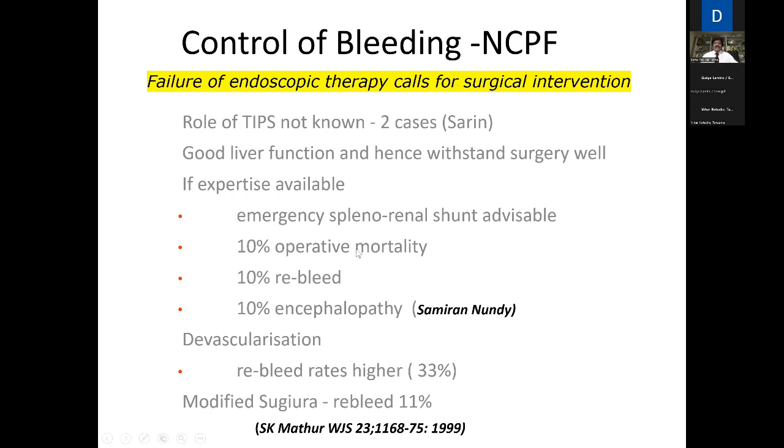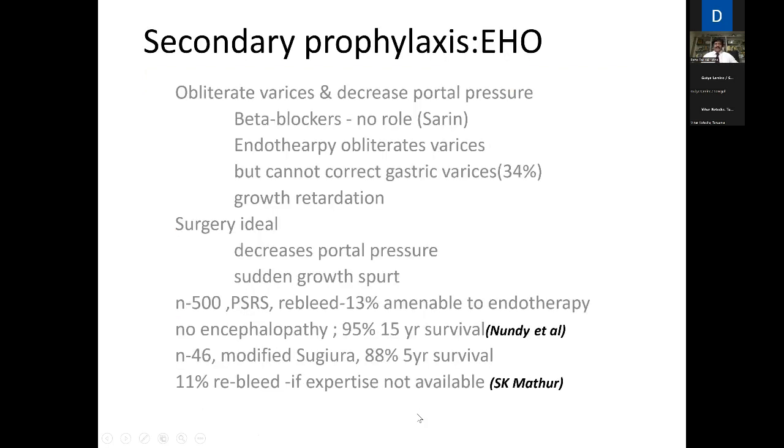And this again has 10% operative mortality in an emergency setting, 10% rebleed, and 10% encephalopathy. This encephalopathy, as I told, occurs because a certain percentage of patients with non-cirrhotic portal fibrosis have deranged liver function, and they can develop encephalopathy. Of course, if you do devascularization, the rebleed rates are higher in NCPF, and if you do modified Sugiura, it is up to 11%.